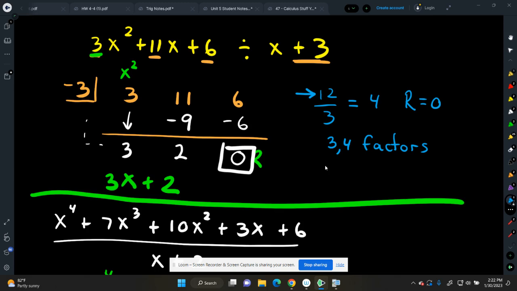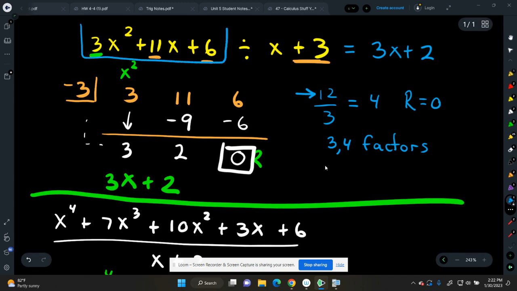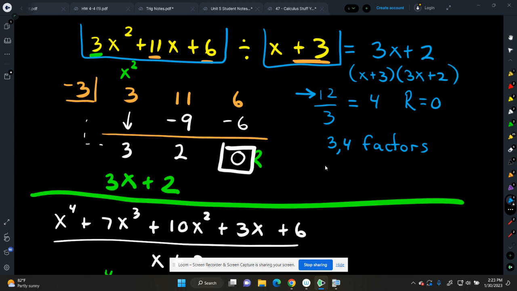When we did 3x squared plus 11x plus 6 divided by x plus 3, that equals 3x plus 2. That means this divided by this goes evenly. X plus 3 goes evenly into it. There's no remainder, which tells me that x plus 3 and 3x plus 2 are what we call factors. We're going to explore this later.